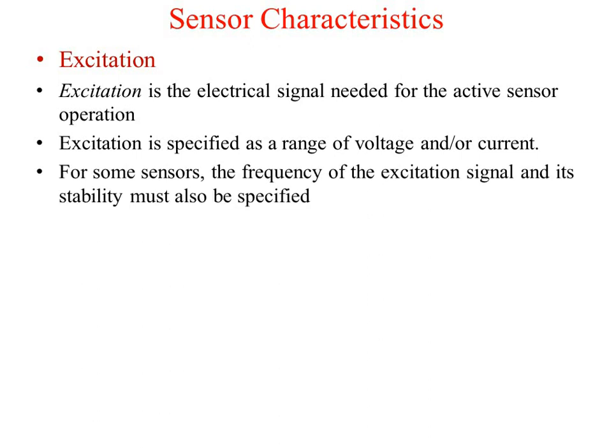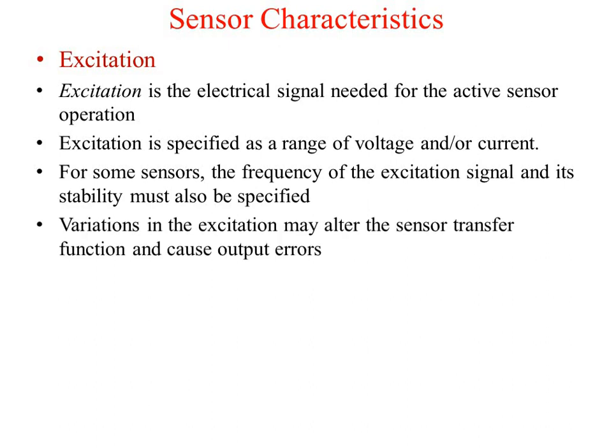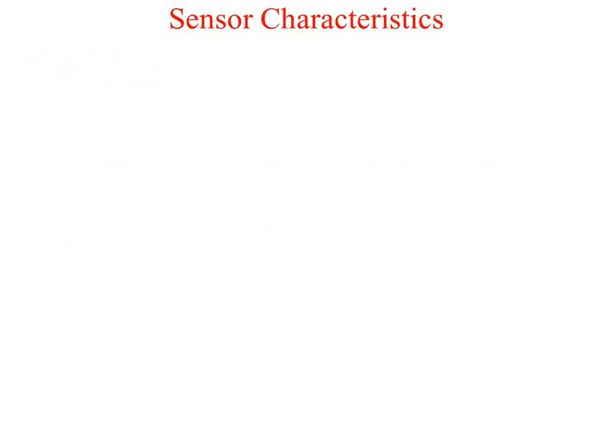So some sensors are excited by the frequency also. So its stability at a particular point should also be known. Whatever the parameters may be, such as voltage or external parameters that are used for exciting a particular sensor, if they are known, that will be very good. So variation in excitation may alter the transfer function and it will cause the output error. So the stability in the excitation is also an important parameter.